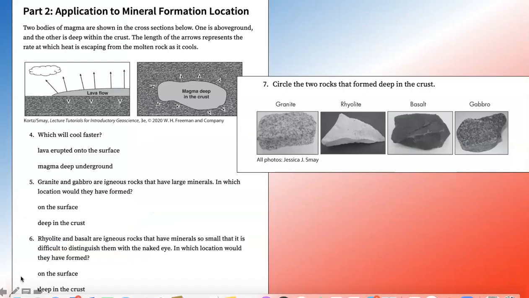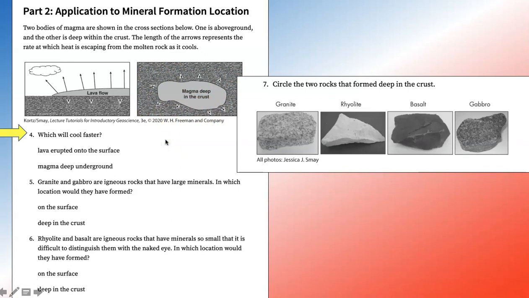Part 2 asks you to think about the place where the magma cools and the mineral size. They're showing 2 bodies of magma. One is above ground and the other is below, deep in the crust. They have arrows showing heat escaping, and the length of the arrow represents how fast that heat is escaping. So you can see that in the lava flow, heat is escaping relatively slowly at the base where it's on the ground, but very quickly into the atmosphere. In the deep crust, on the other hand, the magma is cooling slowly in all directions.